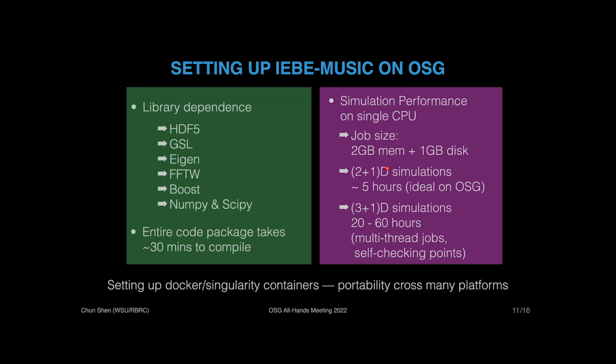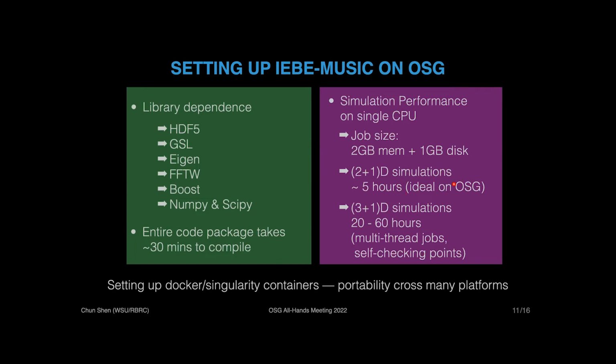Second, I want to give you a rough idea of our job size and job duration on the Open Science Grid. For a single CPU, one event job takes about 2 GB of memory and 1 GB of disk usage. We have two running modes to simulate events. There's a computationally cheap way, called 2+1D simulations, where we reduce the dimension to 2-dimensional space and 1-dimensional time. Usually with this simulation, one event takes about 5 hours to finish.